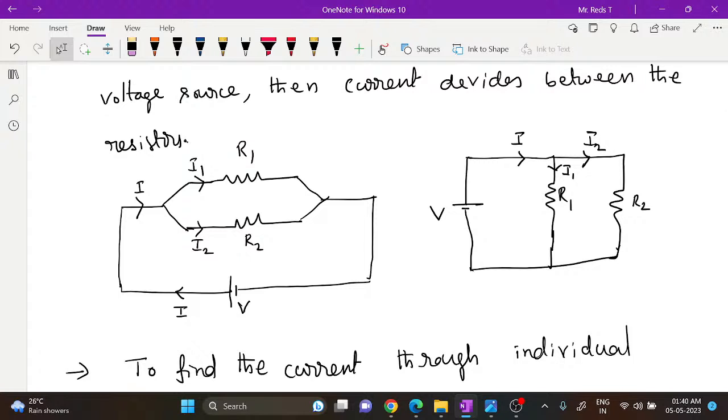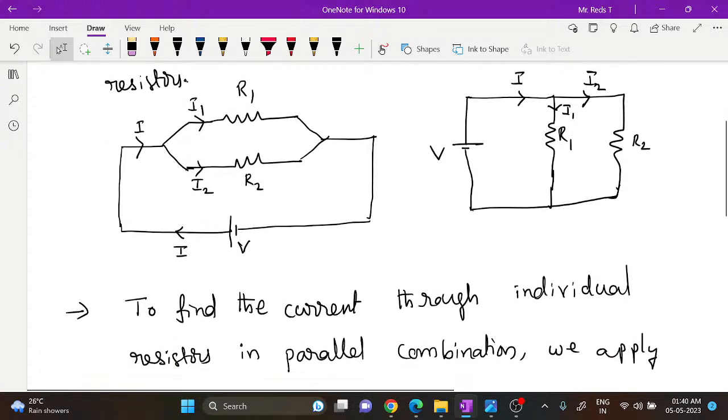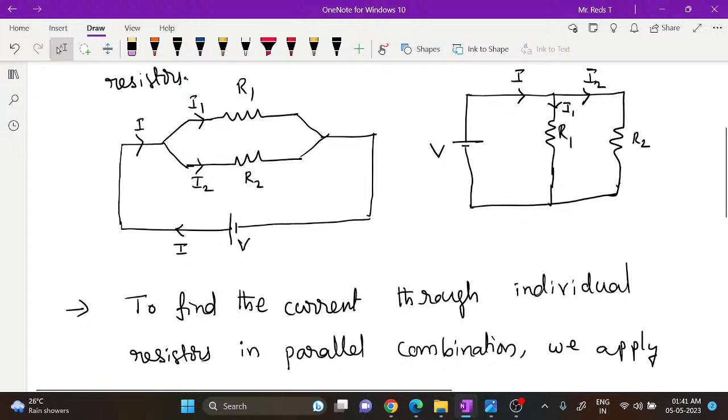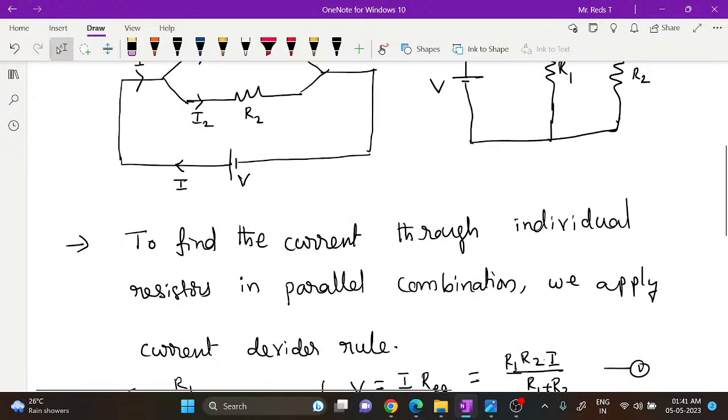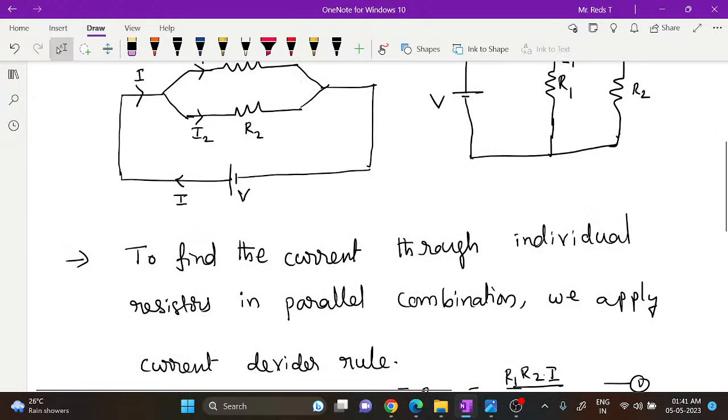In such a case, if you are asked to find the current in any of the resistors, we have to apply this rule called the current divider rule or current divider principle. Why are we using the current divider rule? To find the current through any individual resistor in a parallel combination, we apply this current divider rule. From any of these diagrams, what you can understand and how to follow.